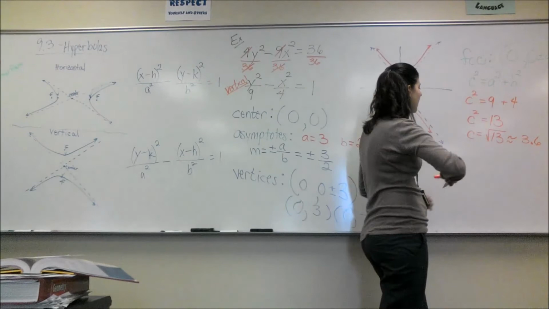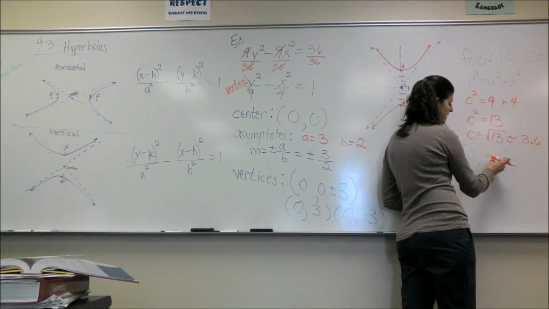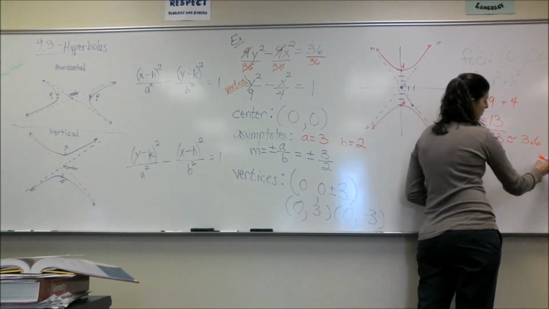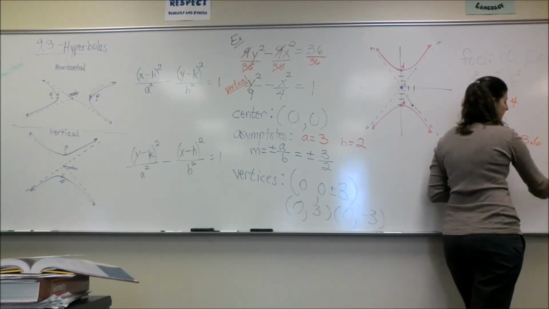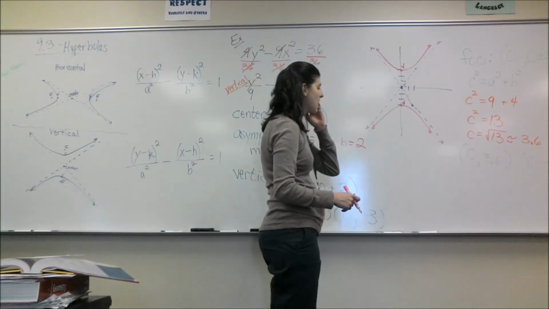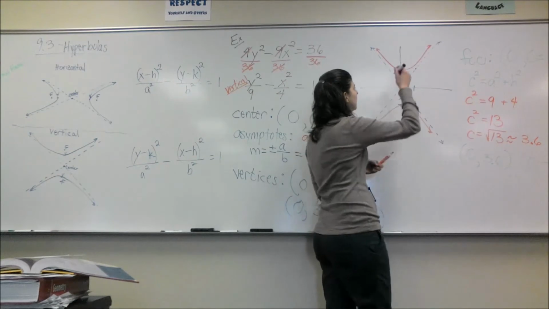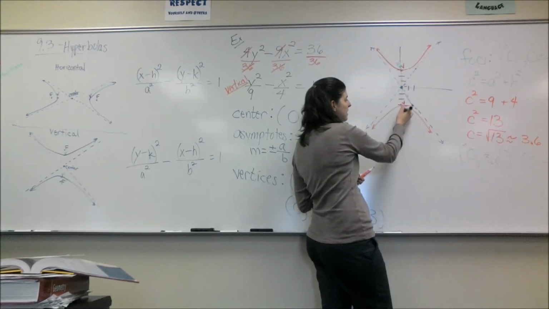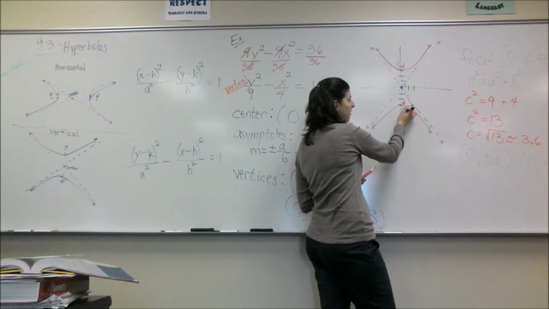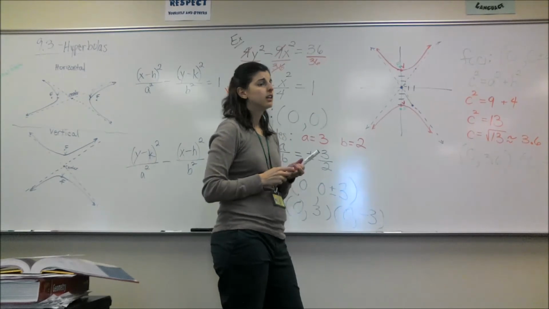Okay, so my foci are going to be at 0, 0 plus 3.6, and 0, and then I need to subtract 3.6, so negative 3.6. Let's plot those. All right, I'm going to plot them in green. So 0, 3.6. Doesn't take me all the way to 4, it takes me less than 4. So here we go, there's my focus. Okay, and 0, negative 3.6 takes me right about there. They should still be equidistant from your center. They should still be equidistant from your vertices.